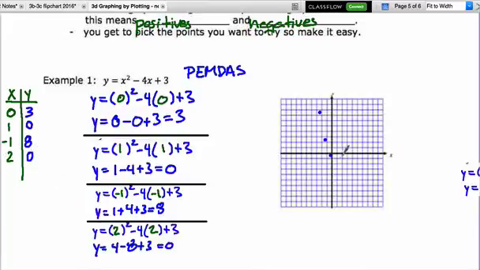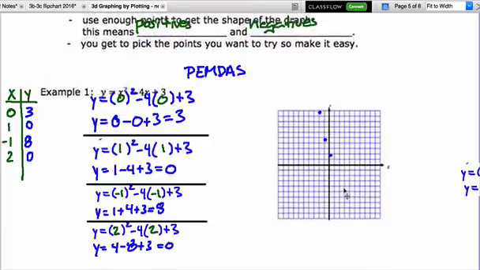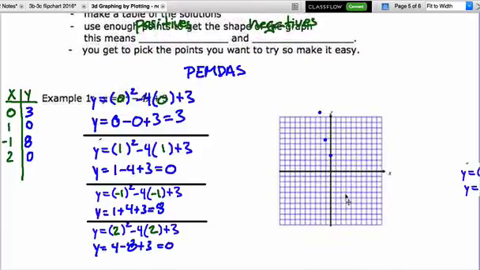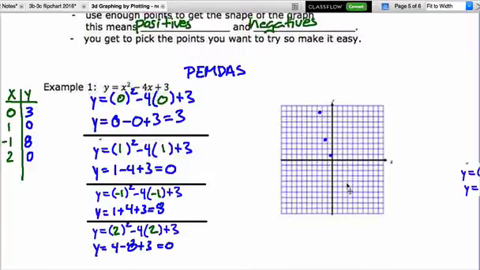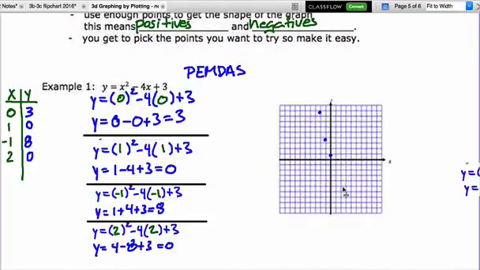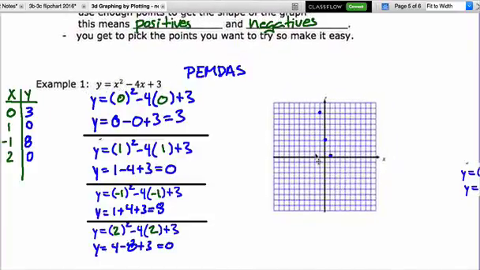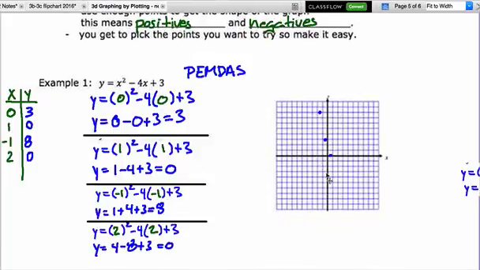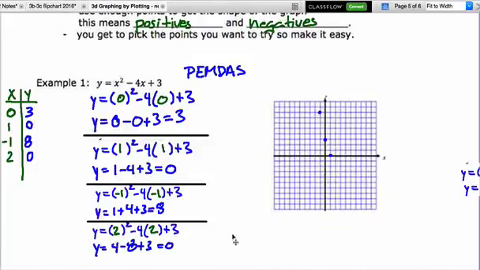So let's see what that looks like over here. I think I moved my graph slightly here, so let's move that back. I was at 0, 3. That's not it. Did I plot one of these wrong? I think I plot one of these wrong. Okay, no, I didn't plot one of these wrong. I just confused myself. Okay, there we go. Okay, so 2, 0. Let's plot that.